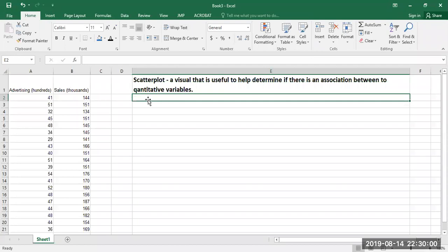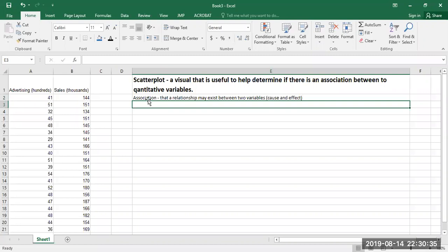And so when we think there is an association, it is the idea that a relationship may exist between two variables. And the relationship we're especially interested in is a cause and effect relationship. Now, I don't know that I can prove that it's a cause and effect, but I can study it and see if over time there's a pattern that would suggest that changing advertising does affect sales, or that changing sales does affect advertising.